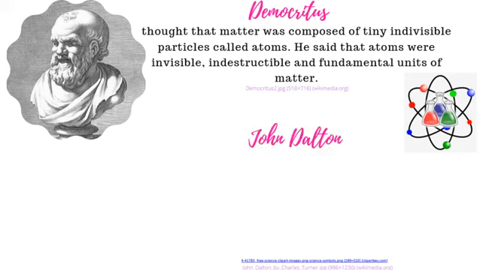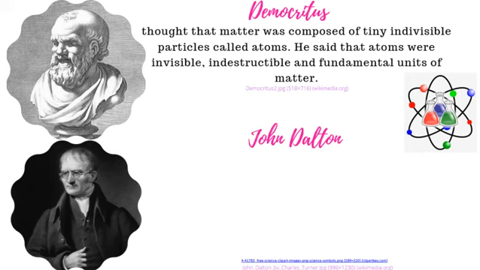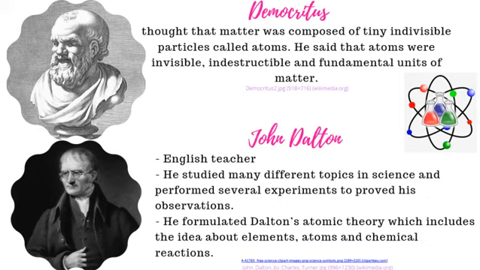John Dalton studied chemistry in a different way compared to Democritus. On the contrary, Dalton conducted several experiments to make his atomic theory. But in the first place, who is John Dalton? He was an English school teacher. He studied many different topics in science and performed several experiments to prove his observations. He also formulated Dalton's atomic theory, which includes the idea about elements, atoms, and chemical reactions.